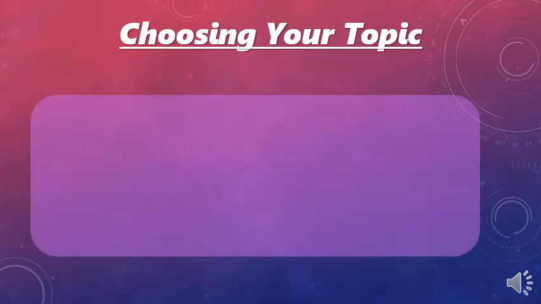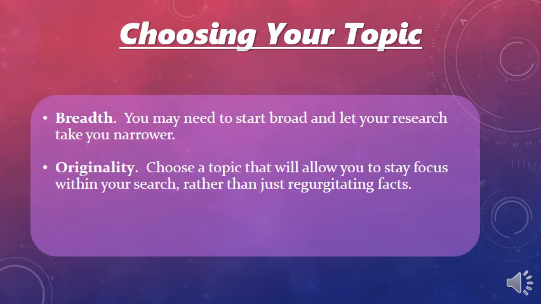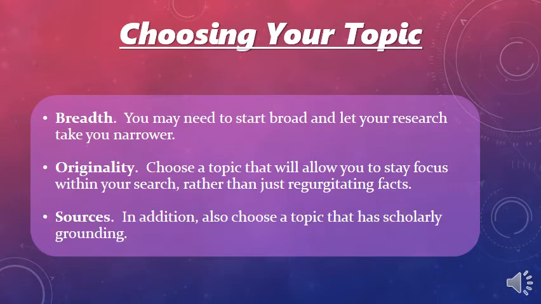So, choosing your topic. The breadth: you may need to start broad and let your research take you narrower. Originality: choose a topic that will allow you to stay focused within your search rather than just regurgitating facts. And sources: choose a topic that has scholarly grounding. Again, that's where I really try to emphasize that I need to make sure that you're using scholarly sources.